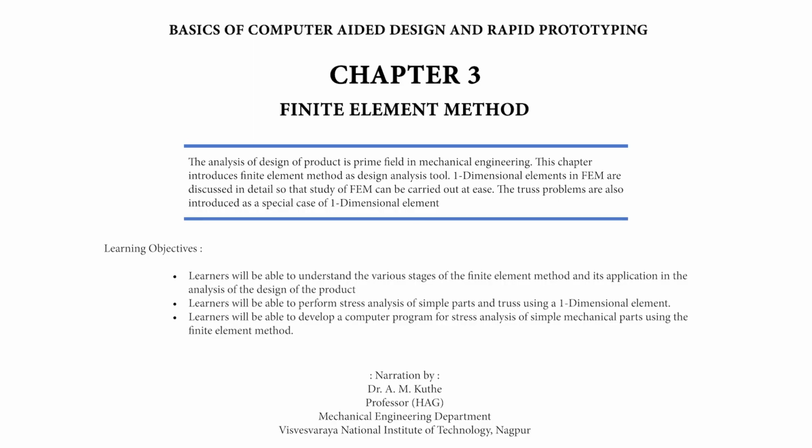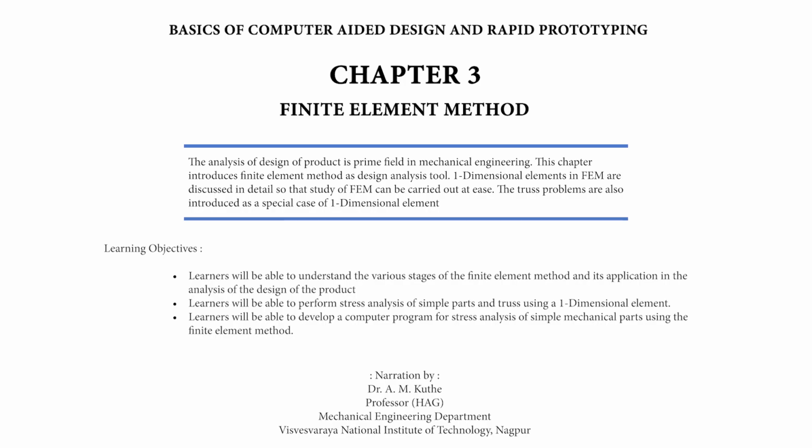Para 3.1.6 Interpretation. The result obtained using the finite element method needs to be interpreted by the design engineer for the modification of the design. This is the most critical stage of the finite element method, as treating the finite element method as a black box is a dangerous and risky process.